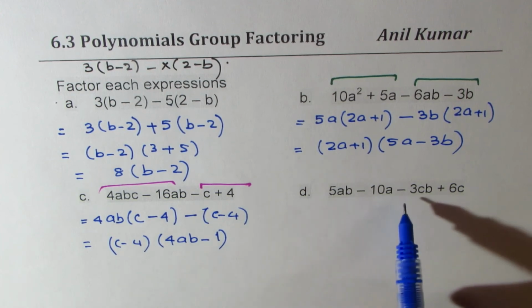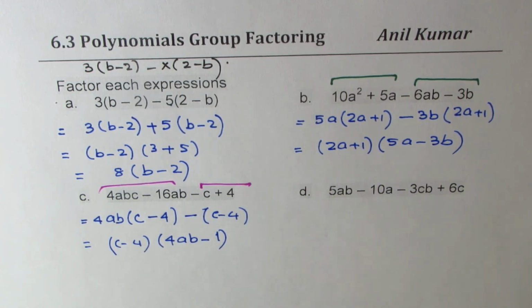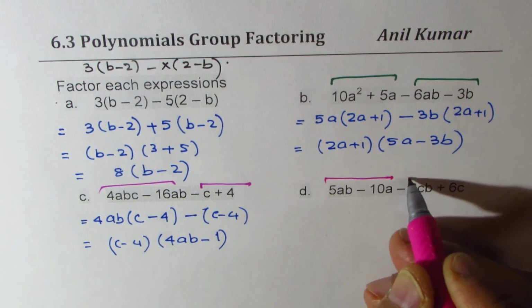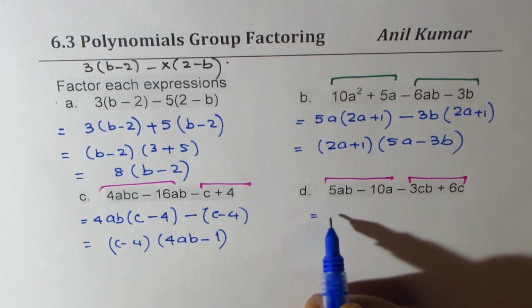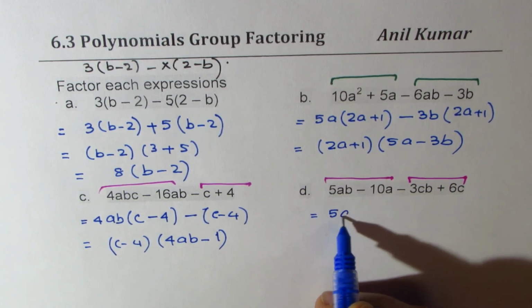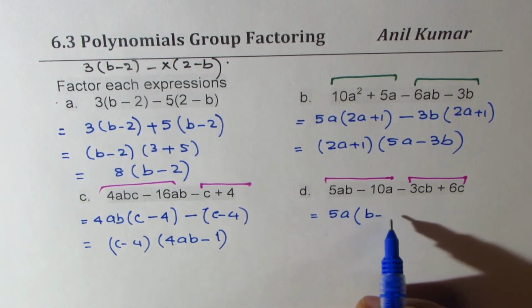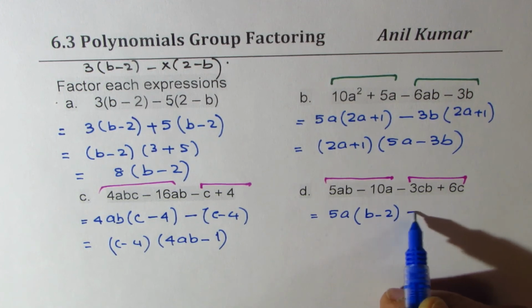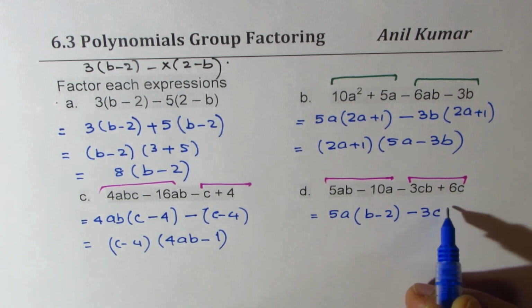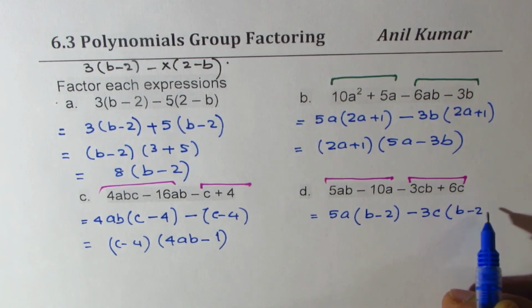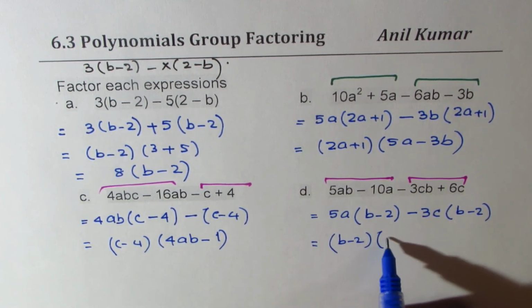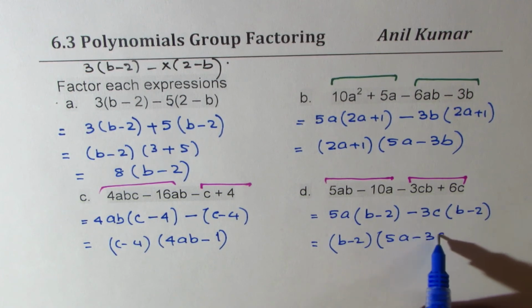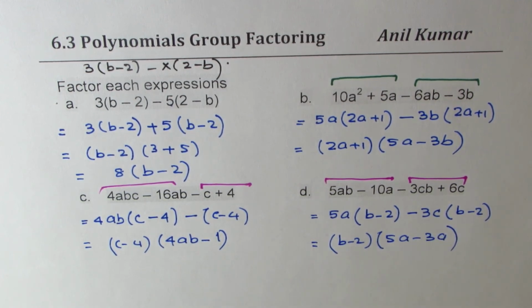Let's continue. Here we can again group. So first 2 we are grouping together. Second 2 we are grouping again. In the first row, 5 is a common number and a is common. So we get b minus 2. Here minus 3 and c is a common factor. We get b minus 2. Now we can take b minus 2 as a common factor. We get (5a minus 3c) times (b minus 2). You get the idea.